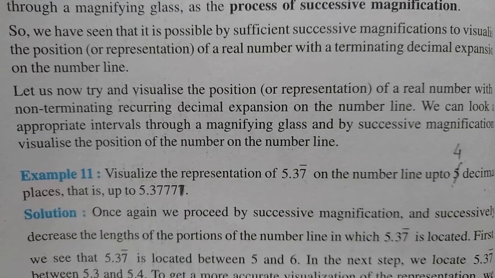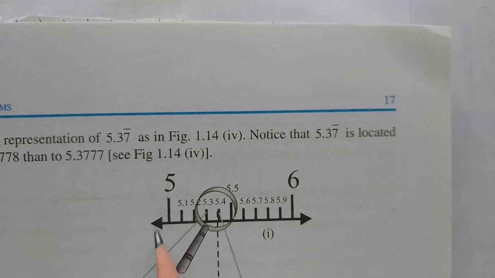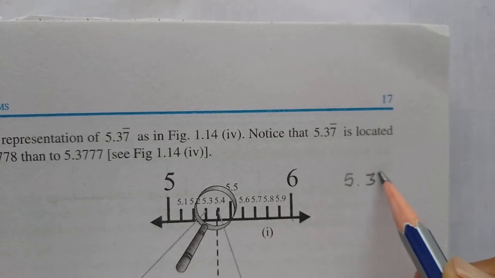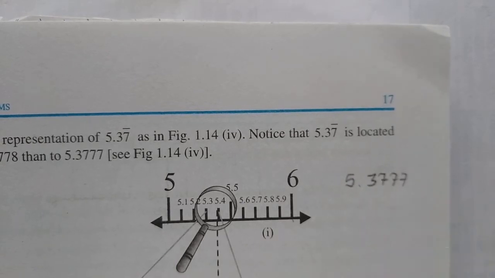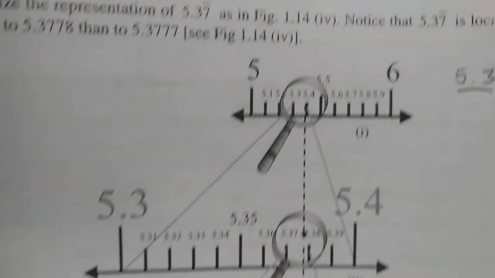Let us proceed to the next page, children. Now on the number line, we know this is 5, this is 6, that is very simple. Divide this part into 10 equal parts: 5.1, 5.2, likewise. Our number is 5.3777. Now 5.3 you can find here. This is 5.3, this is 5.4. Magnify this, and we get this number, children.